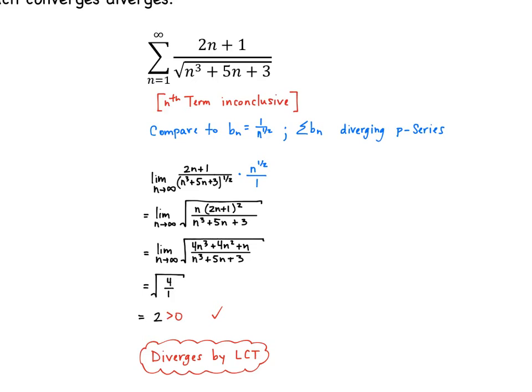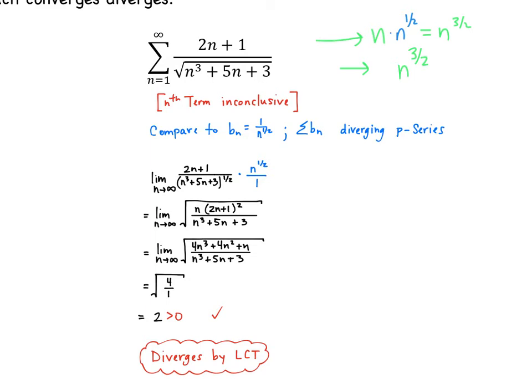As mentioned, I used the limit comparison test. I compared it to a diverging p-series of 1 over n to the 1/2. I chose that because, as we're trying to figure out what to compare to, I noticed that the leading term is n to the 3/2. So I need to figure out what I need to multiply n by so that I get n to the 3/2. So I'm going to multiply it by n to the 1/2, and that's where I get n to the 3/2 from.